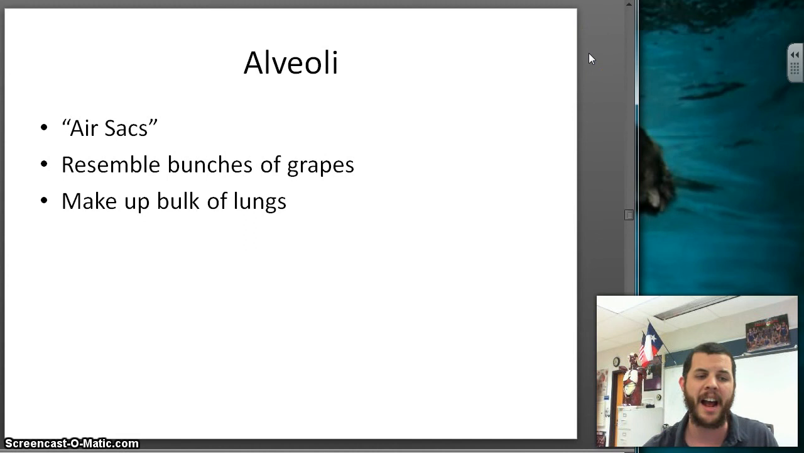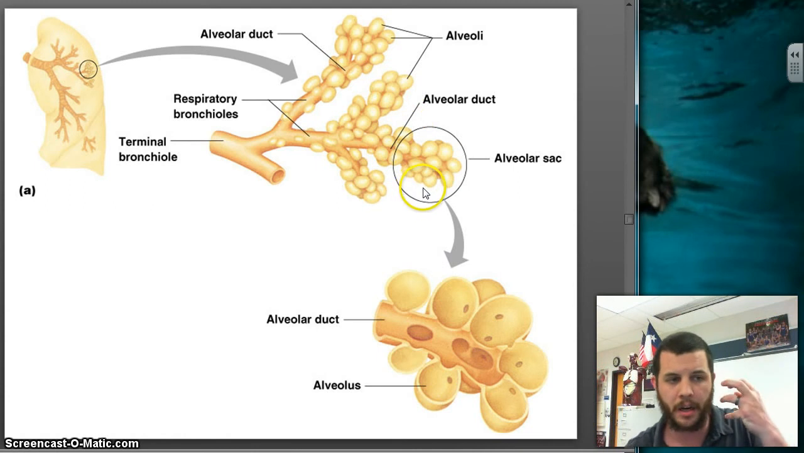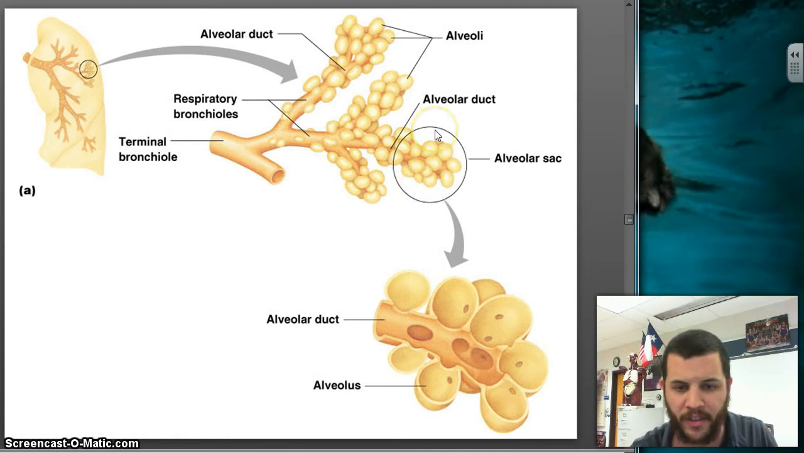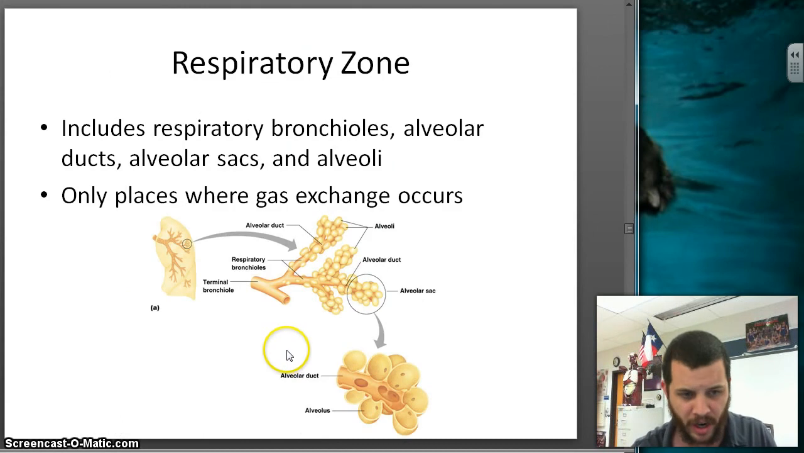And lastly, we have the alveoli, which are the air sacs. This is going to make up the majority of the lungs. Most of your lung bulk is made up of alveolar sacs. And this is where the gas exchange is occurring.